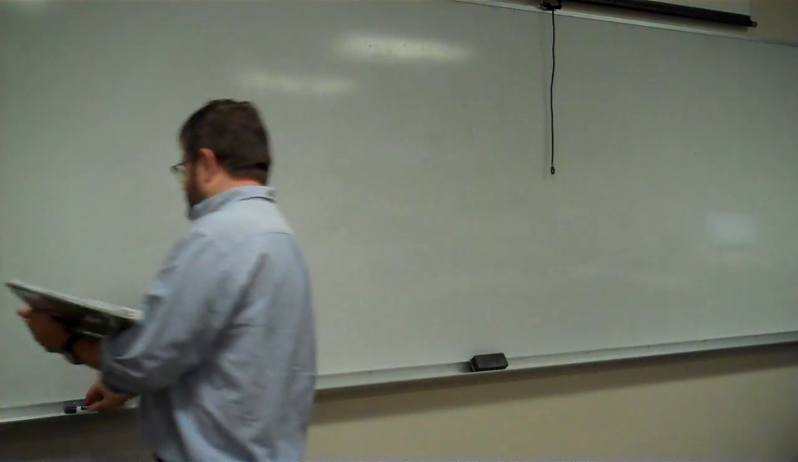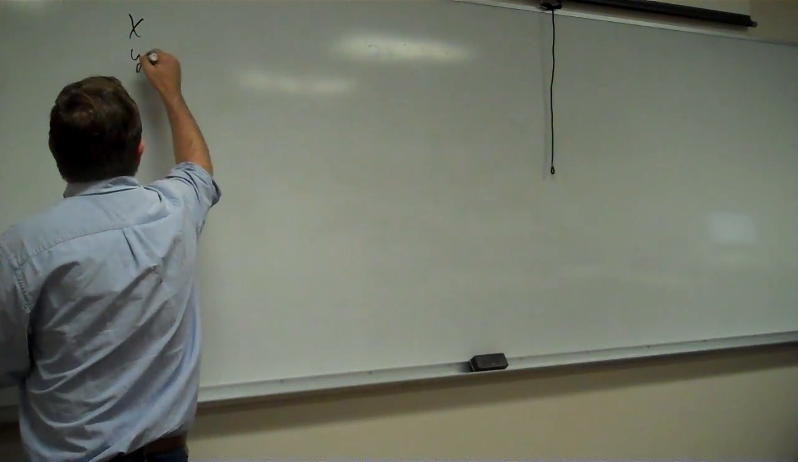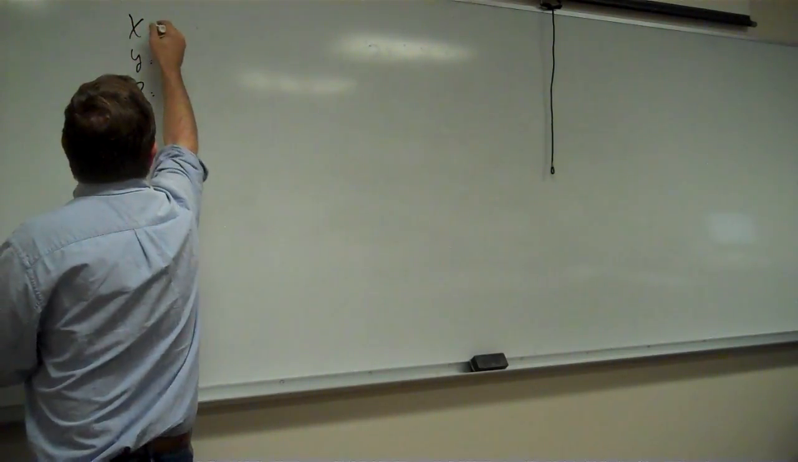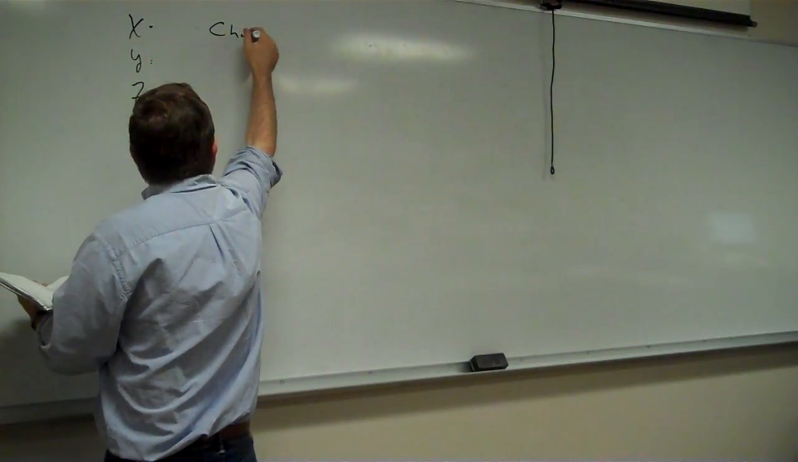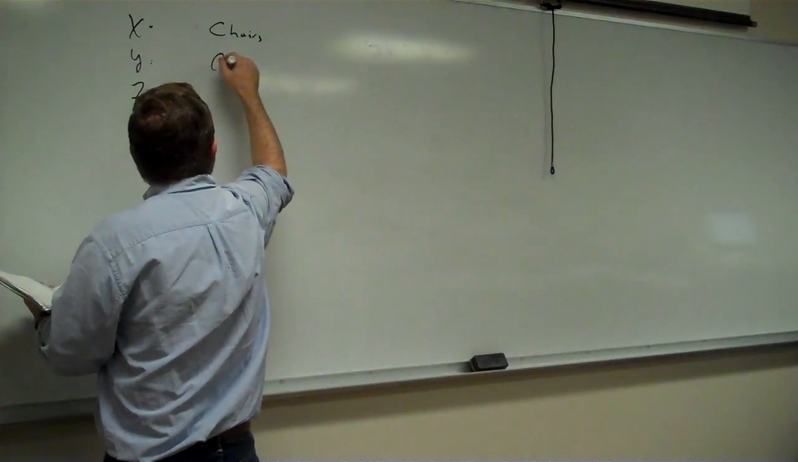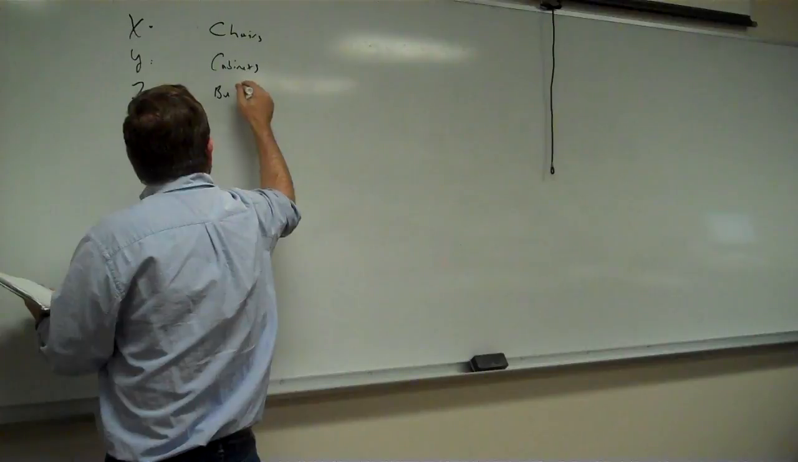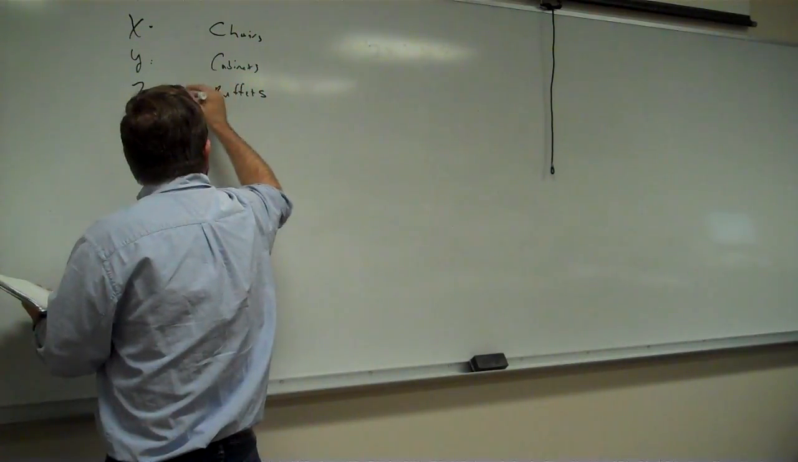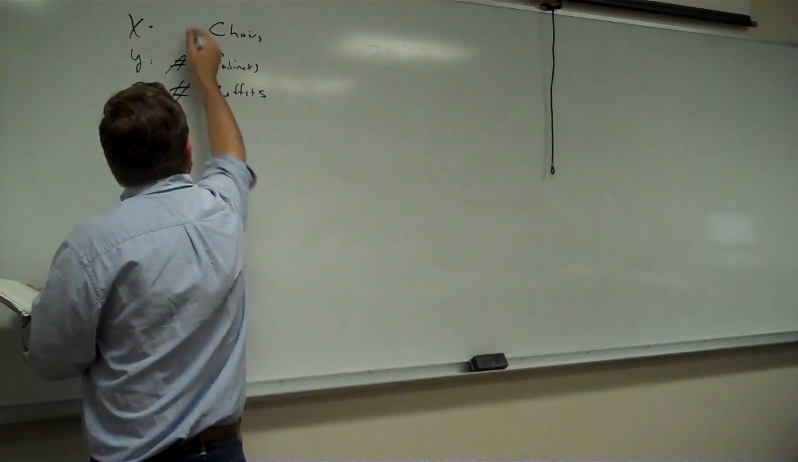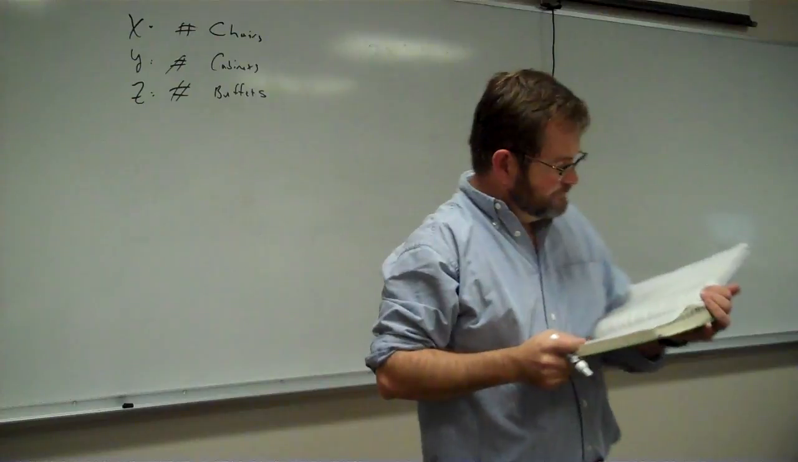Hey, what are we solving for here? None of it. I have no clue. X, Y, and Z. I would agree. X, Y, and Z sounds like a good thing. What is X and what is Y and what is Z? Chairs, cabinets, buffets. What about them? Like, how much to charge for them? How many? Yeah, the number of each of those things. Number of chairs, number of cabinets, number of buffets.